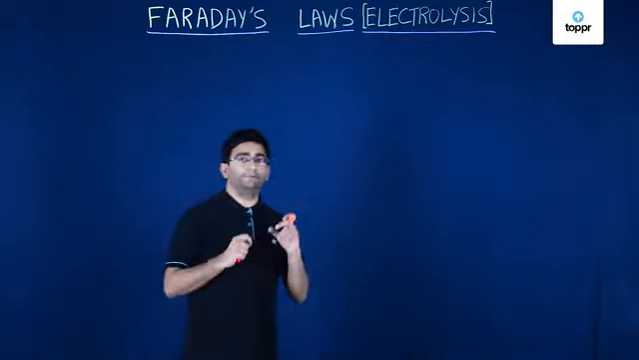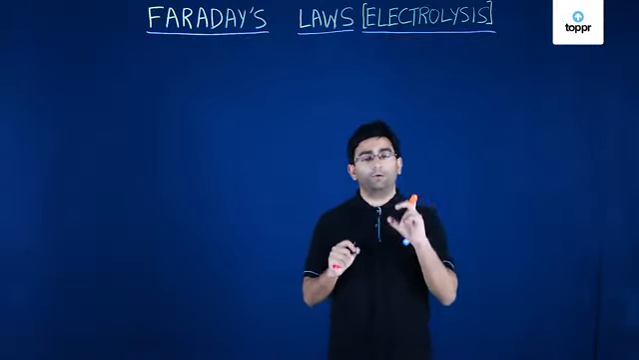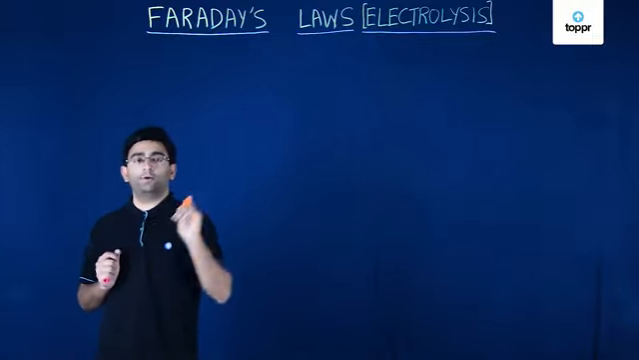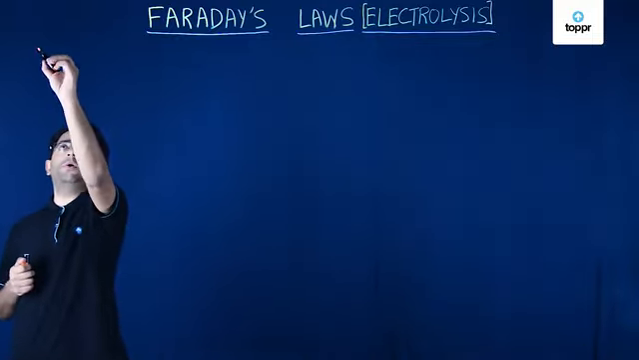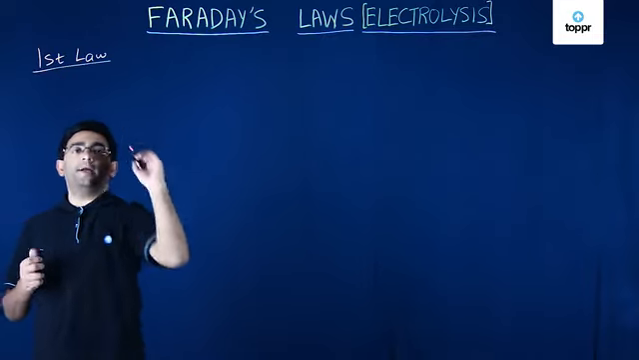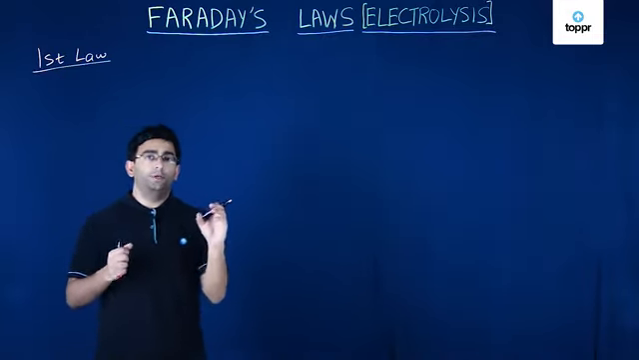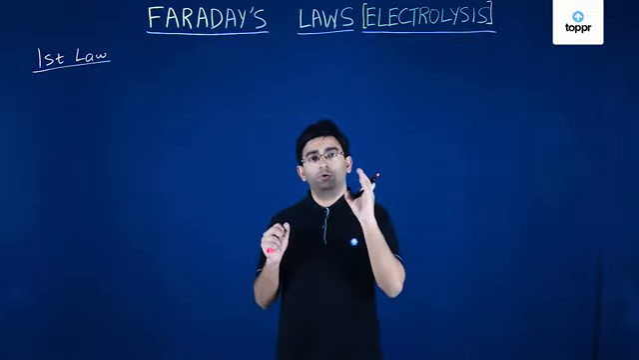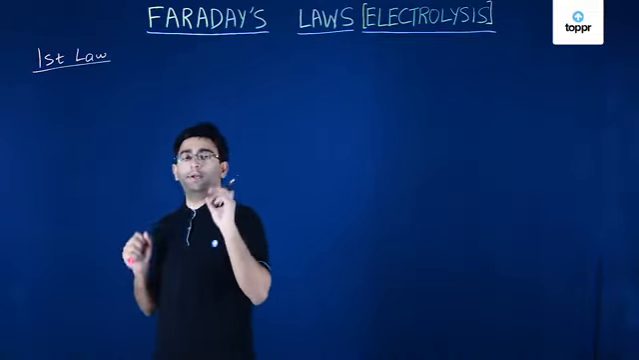So in this session, we will discuss all the different laws governing electrolysis, which are called Faraday's laws of electrolysis. The first law given by Faraday was that the total mass of a substance which is deposited on an electrode is directly proportional to the amount of charge passing through the electrolyte.